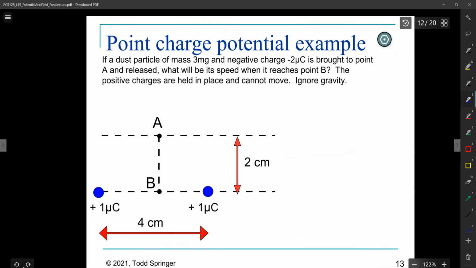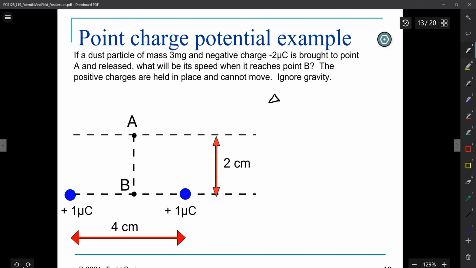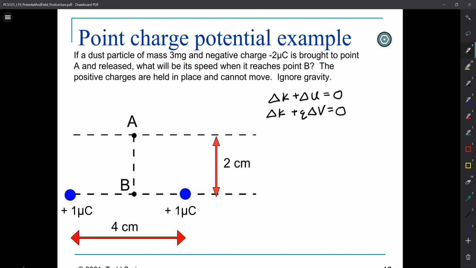Let's go to the next slide. So now I'm going to use conservation of energy. Delta K plus delta U is equal to 0. Dealing with electric potential energy, I always use Q delta V. My potential energy is Q times the potential difference between the 2 points. Okay, this is K final minus K initial. K initial is 0. Plus Q. So this is the charge of the dust particle, which is moving between those 2 points. Times delta V is equal to 0.